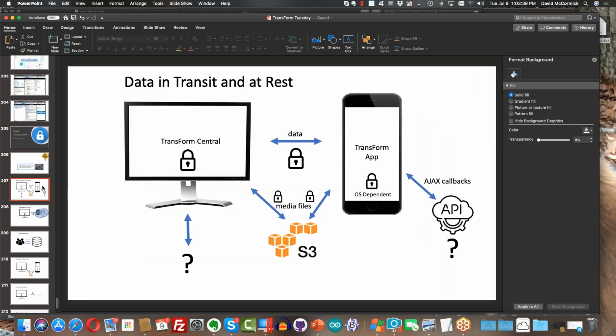So we'll start right here on this slide. This has to do with the data that's in transit and data at rest. It's one of the major concepts in security: where is the data and is it protected? And where is it at each point? So let's just talk about this. Here I've got this little block diagram, and it includes the two parts of Transform that you're familiar with. Transform Central, which is the website that you build your applications in and review your data, and the Transform application where the data is typically collected, although you can do some data collection and type it into Transform Central as well.